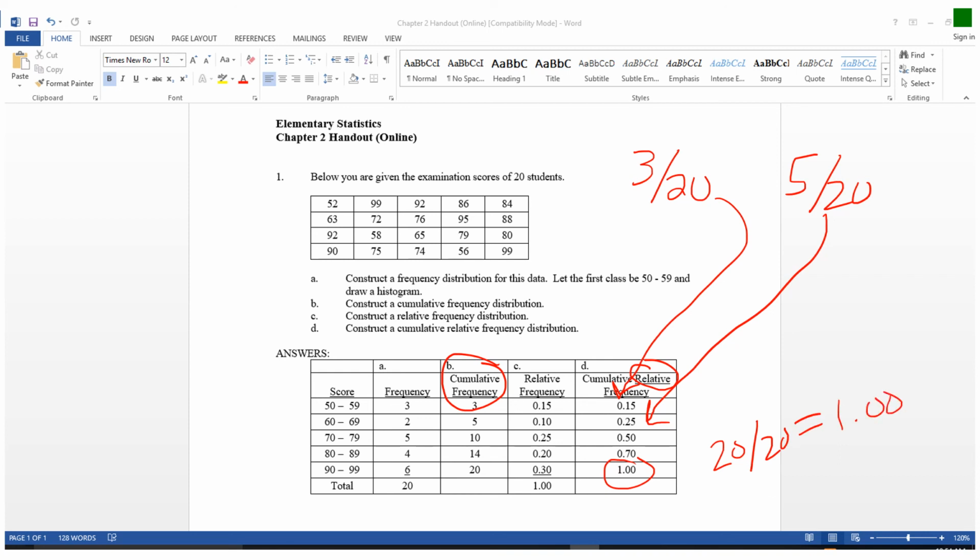So basically this is the basic idea of what you should be able to get out of chapter 2. We're going to be doing more of this in the upcoming chapters when we get into how they come up with various probabilities. But this is just to get you into the idea of how you set up frequency distributions.